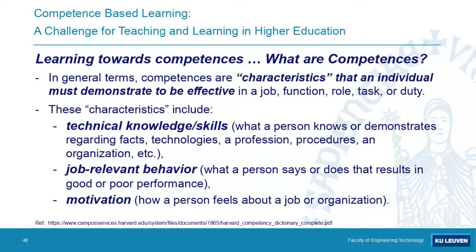What are these competences? These are characteristics that are linked to an individual person that must be demonstrated to be effective in a job, a function, a role, or a task or a duty. And these characteristics include technical knowledge and skills, job-relevant behavior, and motivation. Technical knowledge and skills are the easiest to see, to measure. Job-relevant behavior and motivation are more linked to competency.